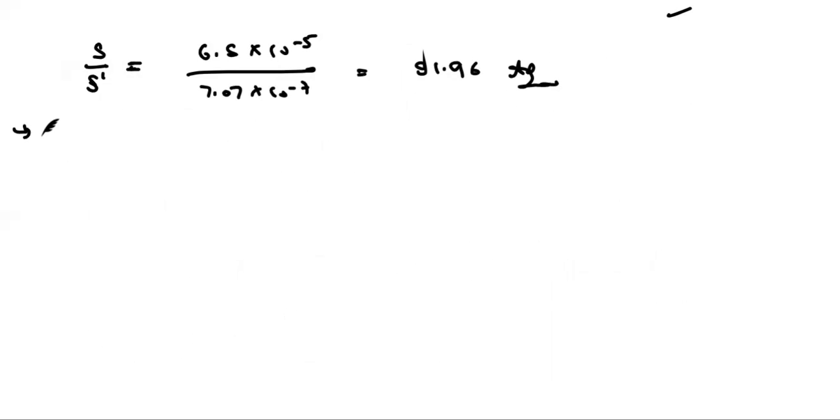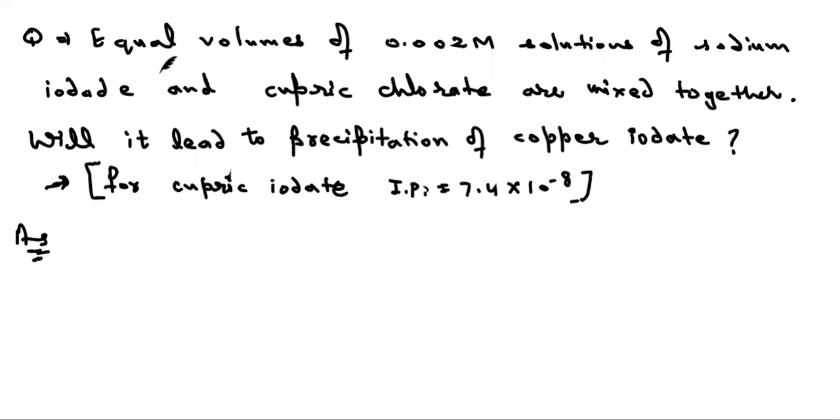So after that, suppose I'm taking one more example. Just give me one second. So now we have the next question, and this question is saying that equal volumes of 0.02 molar solution of sodium iodide and cupric chloride are mixed together. So both are getting mixed together. Now it is asking, will it lead to precipitation of copper iodide?